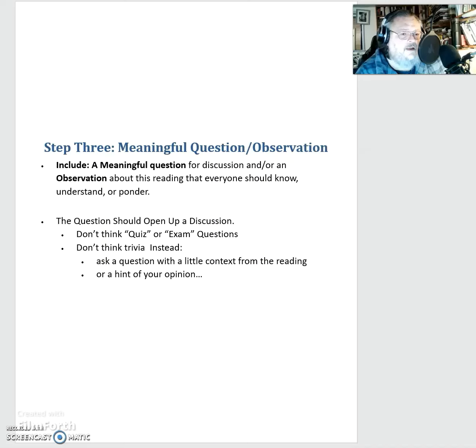The question should open up a discussion. Don't think of it like a quiz question or an exam question. It's not a trivia question. Ask a question with a little bit of context from the reading or a hint of your own opinion of what you're asking to open up a conversation.